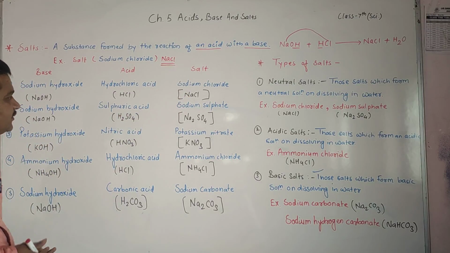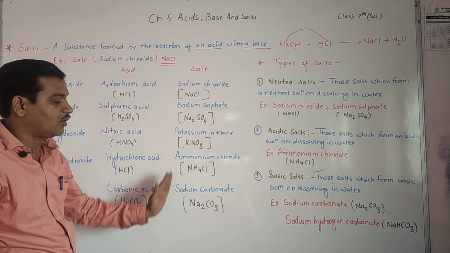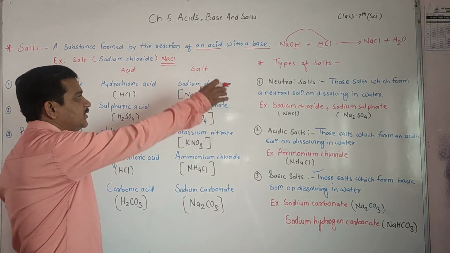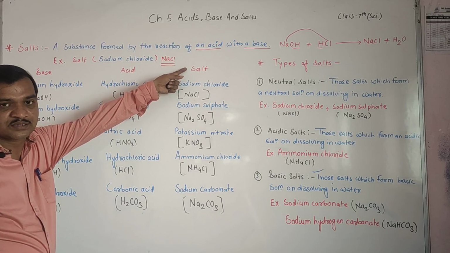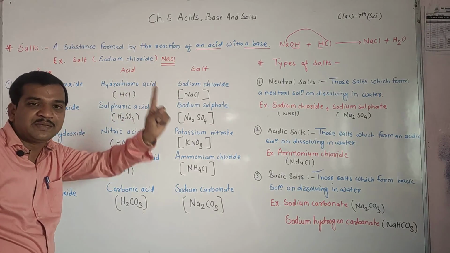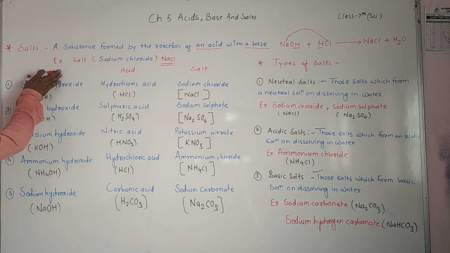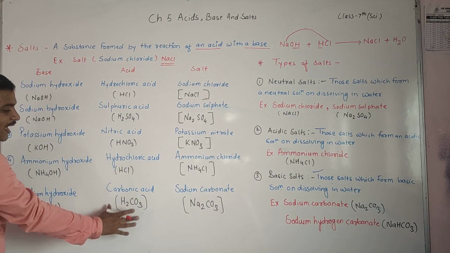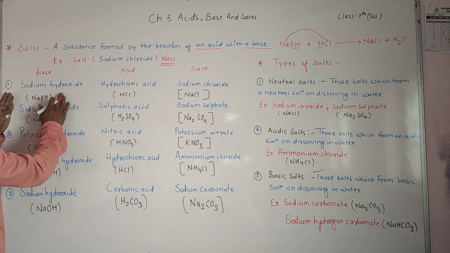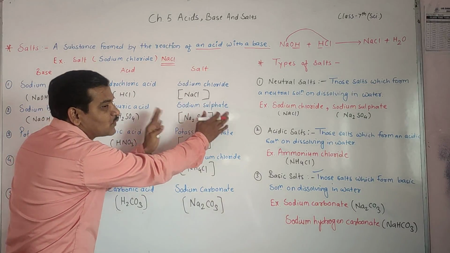Now next part, here are some examples of how salts are obtained. See here, these are all salts, but these salts are formed by mixing or by the reaction of acid and base. For example, see, these all are the bases and these all are the acids. So when a base is mixed with an acid, it forms salt.